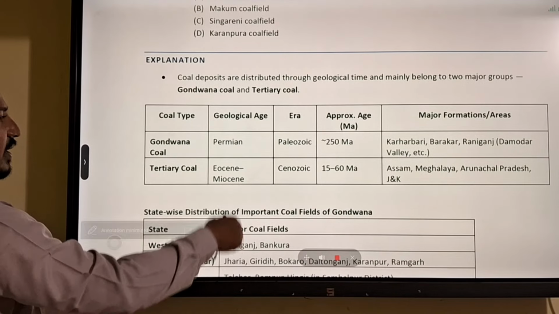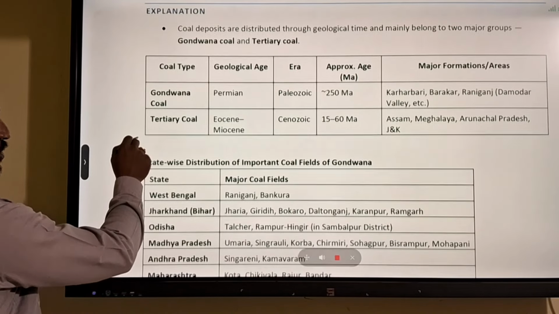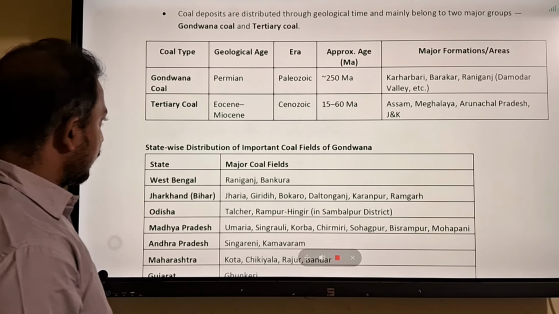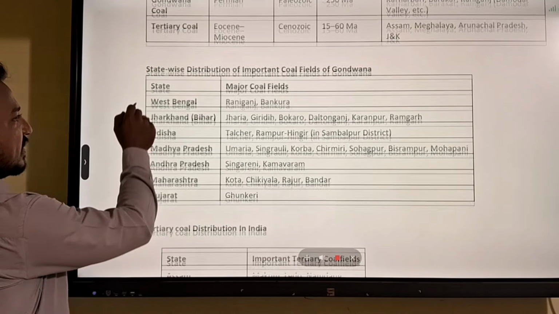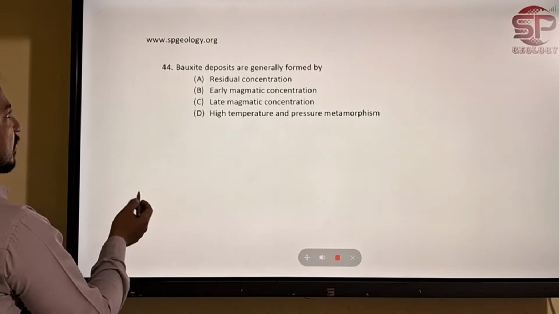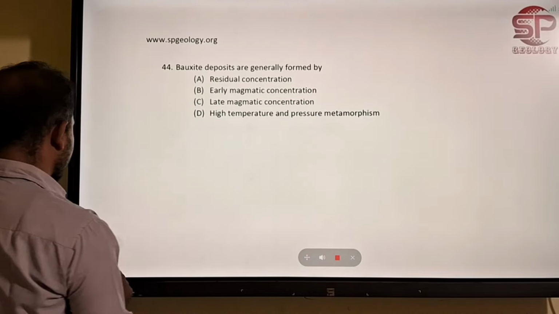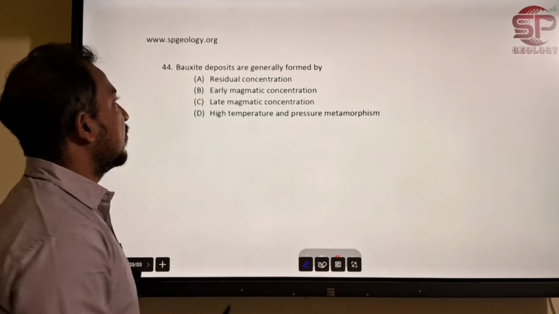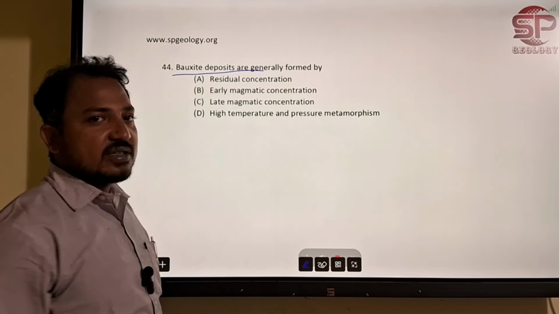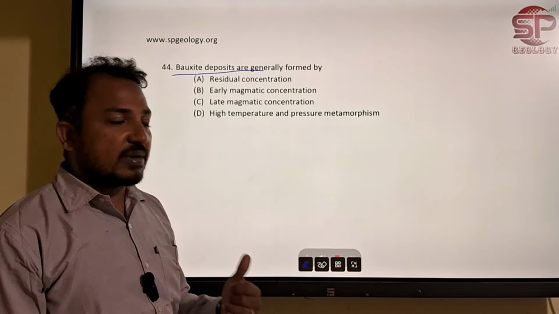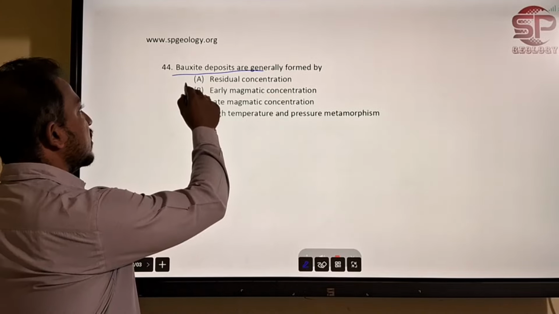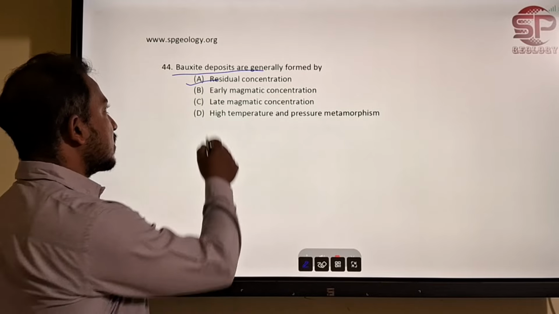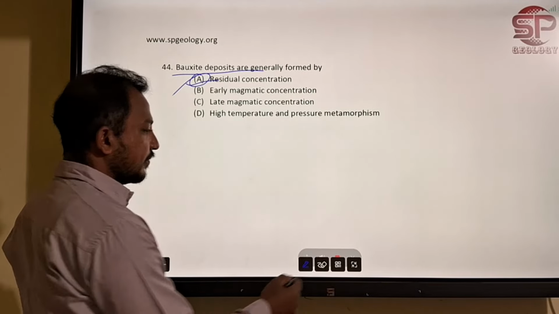And remember, these are our class notes, which I have pasted here. These are from our regular classroom. The bauxite deposits are generally formed by: we have already elaborately discussed what the conditions for bauxite formation are. So it is residual concentration. It is not a sedimentary deposition. It is residual.